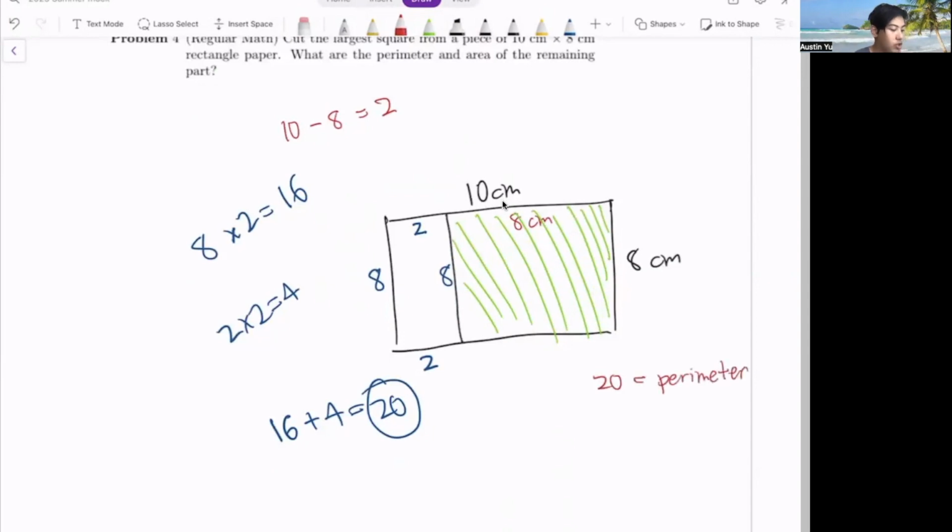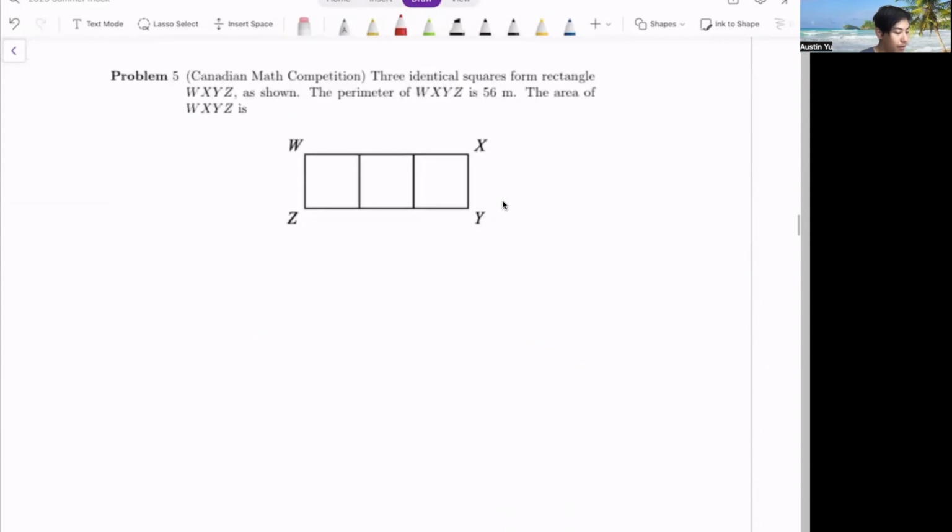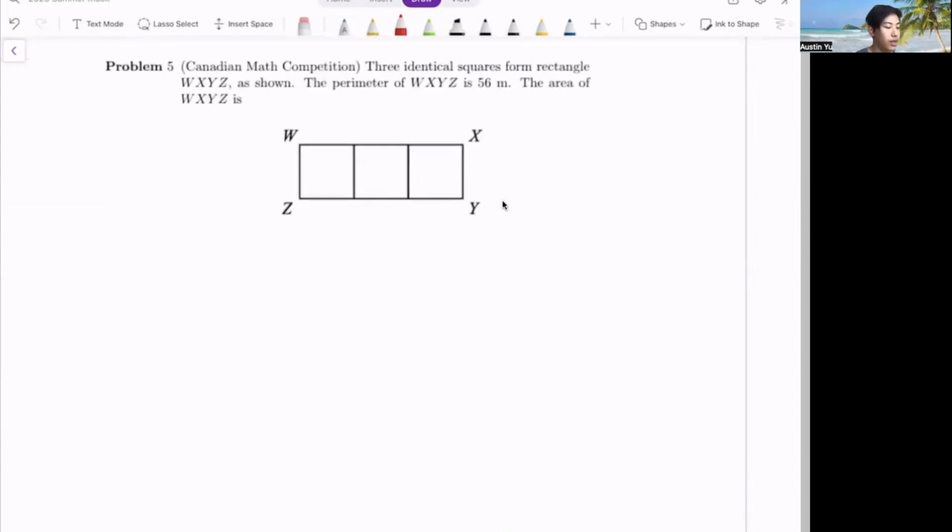Whereas the area is just 8 times 2, which is 16. So area, this is how you do it. Problem 5. 3 identical squares form rectangle WXYZ as shown. The perimeter of WXYZ is 56 meters. The area of WXYZ is?